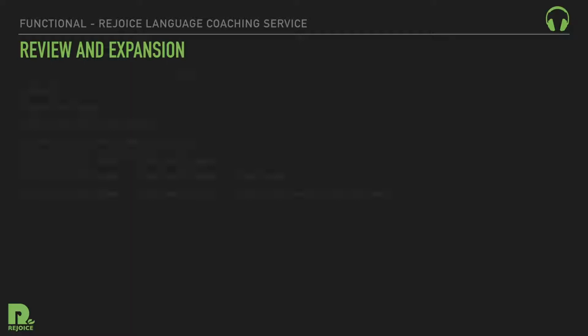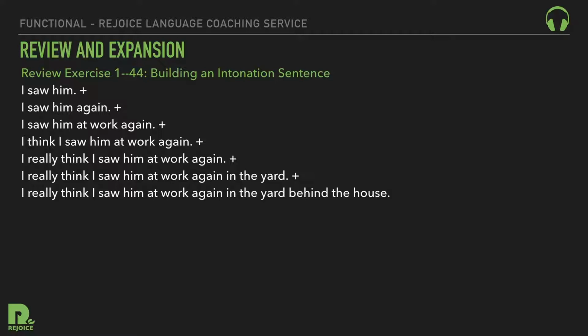Review exercise 144, building an intonation sentence. I saw him. I saw him again. I saw him at work again. I think I saw him at work again. I really think I saw him at work again. I really think I saw him at work again in the yard. I really think I saw him at work again in the yard behind the house.